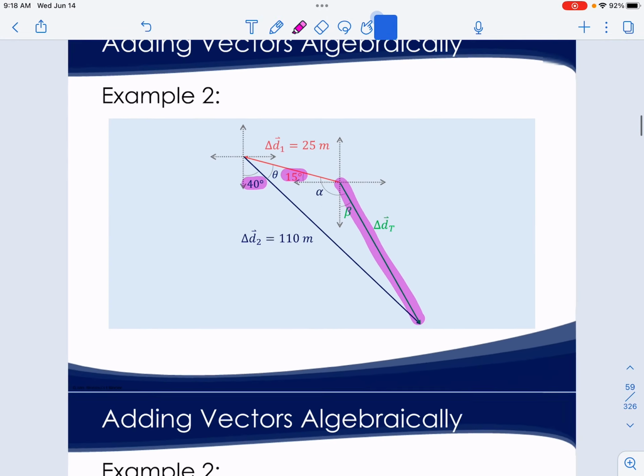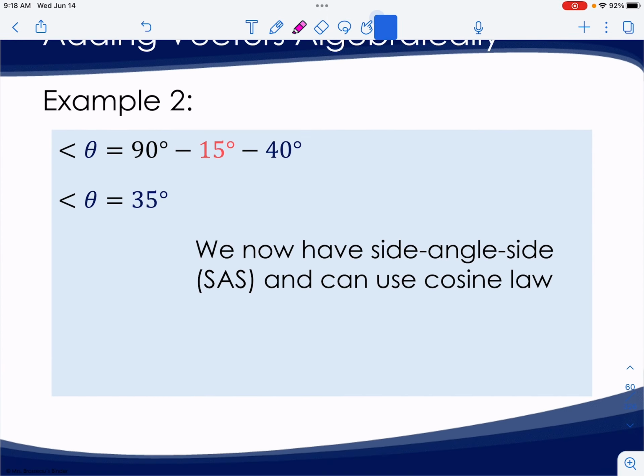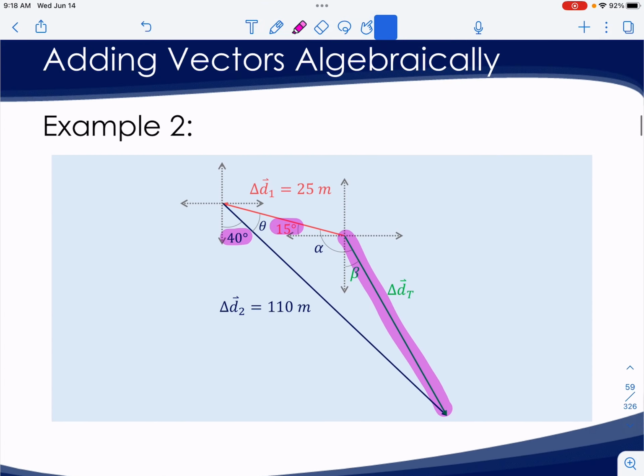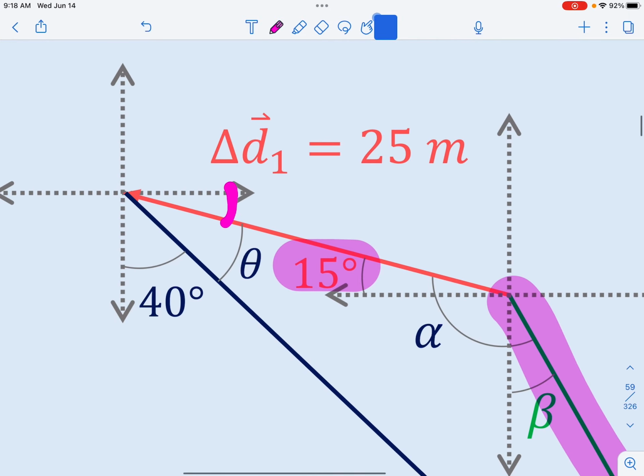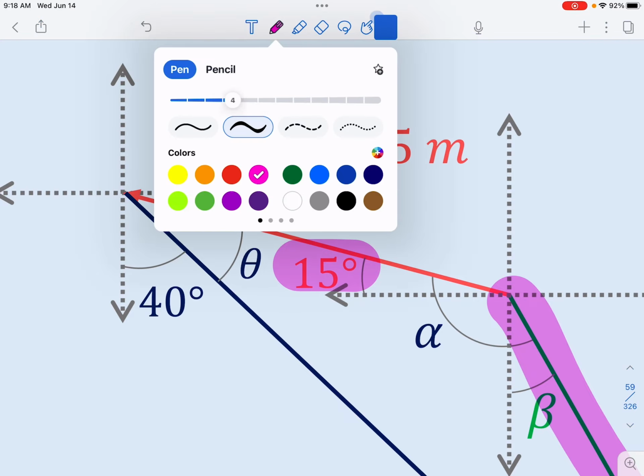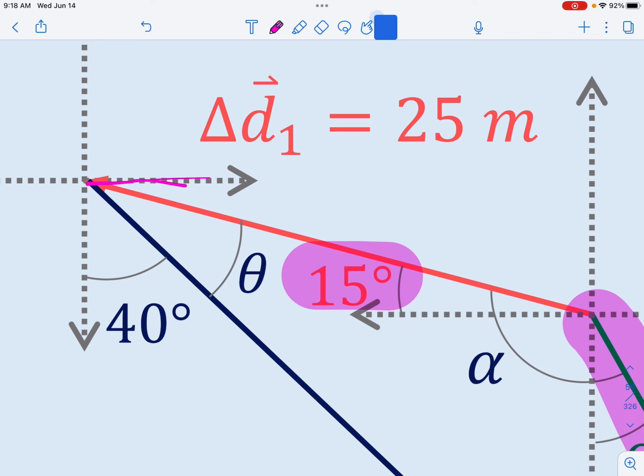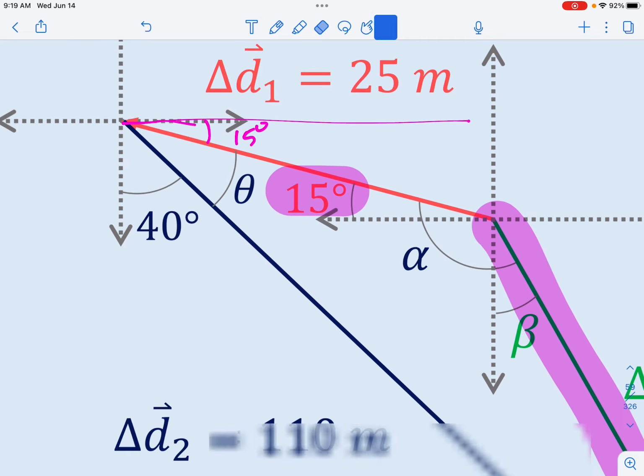So how would we solve for that? We know that this right here is 15 degrees, like that. And so therefore we know that this is 15 degrees, right? Maybe I need a smaller pen. Let me try that. Because this line is parallel to this line, these are opposite interior angles, I think that's what it's called. So that's 15 degrees.